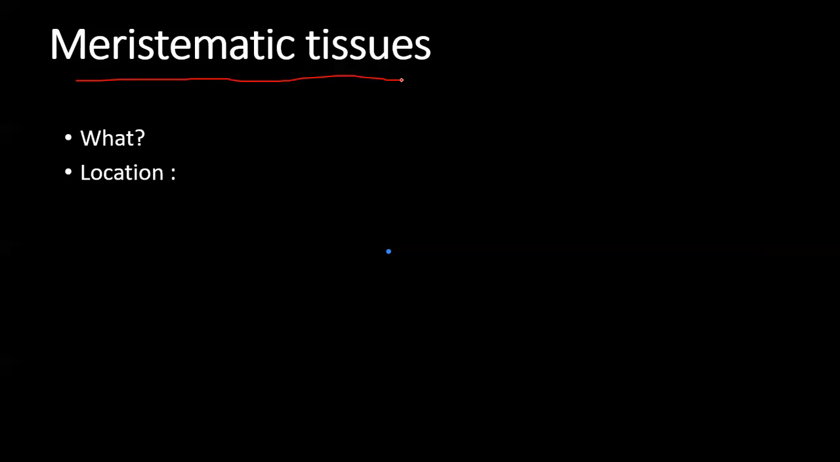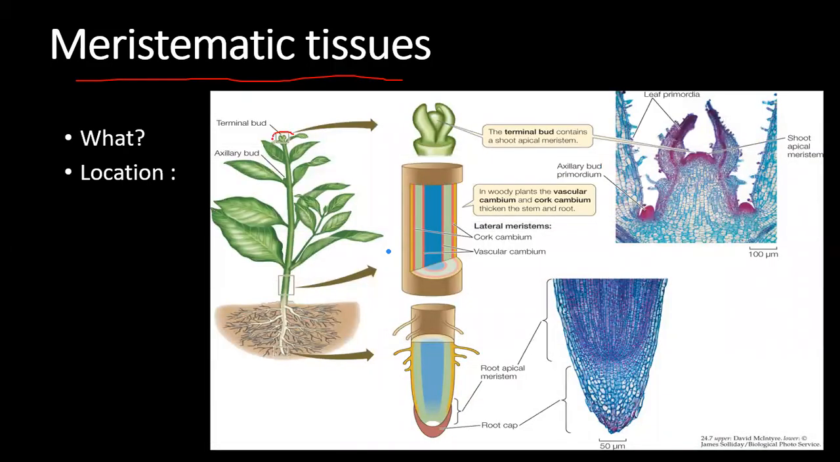Usually they are present at the growing region of the plant body, that is, the shoot apex and the root apex. The meristem present at the shoot apex is called apical meristem. Later we are going to study the different types of tissues. Here we are concentrating only on where the meristematic tissues are located. They are usually located at the tip of the shoot and the tip of the root. In some plants they are also present at the lateral side of the plant body, and some are present in between the nodes. This is the location of the meristematic tissues.